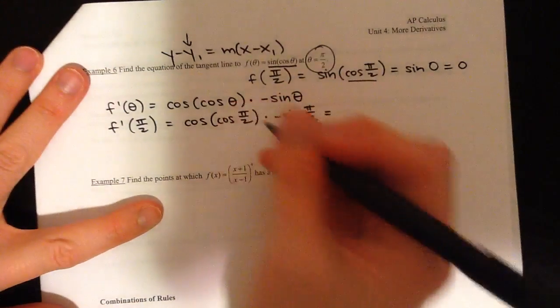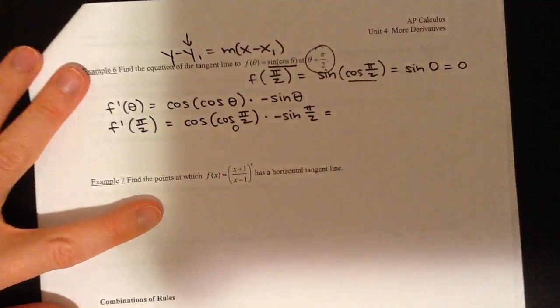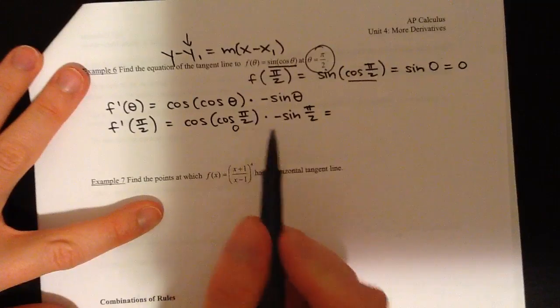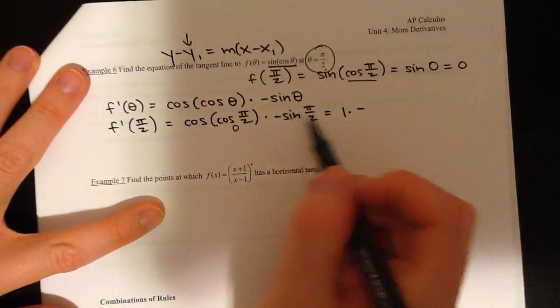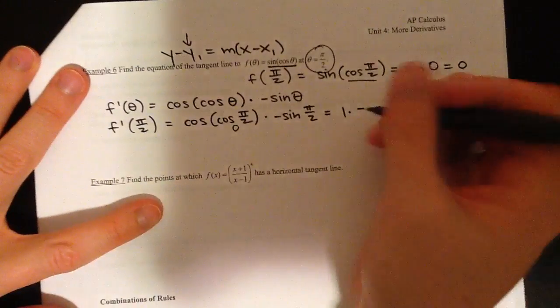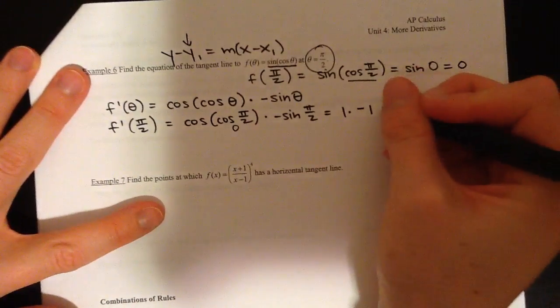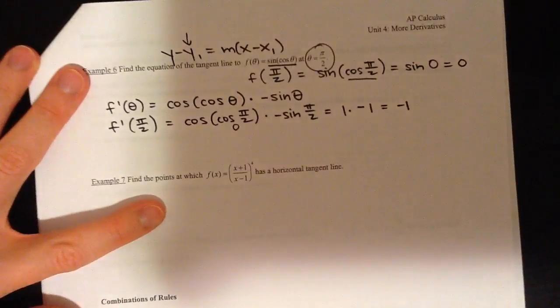All right, so this is cosine of, we already determined that cosine of pi over 2 is 0. So now we want the cosine of 0. The cosine of 0 is 1. And then times negative sine of pi over 2. Sine of pi over 2 is also 1. So my slope is 1 times negative 1, which of course is negative 1.